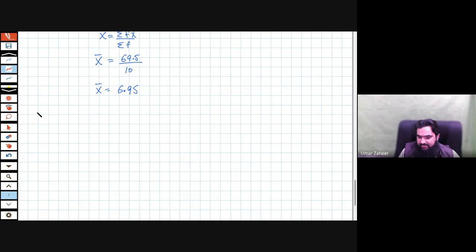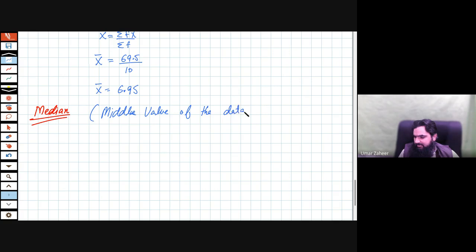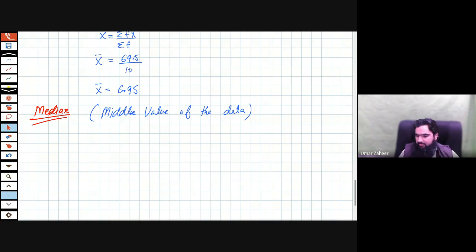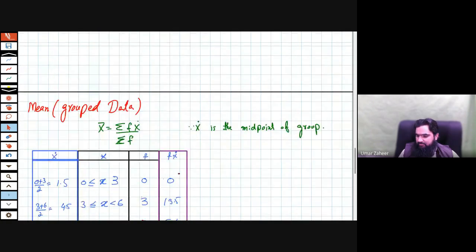All right. The next thing is median. The median means the middle value of the data. For example, let me take a data down.